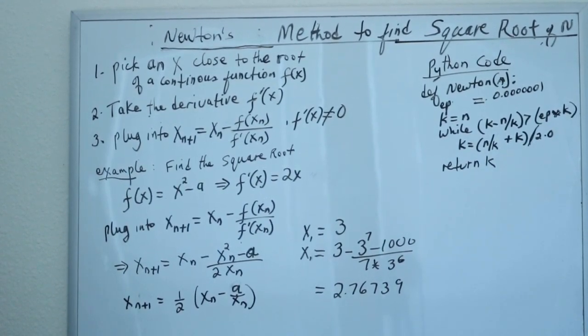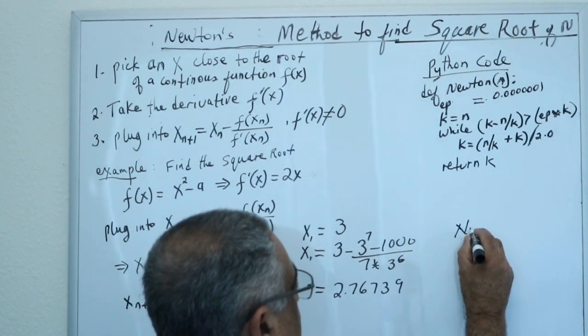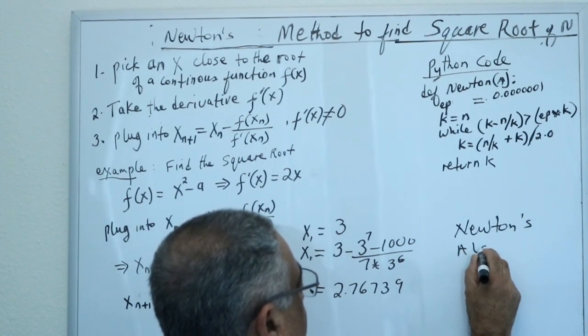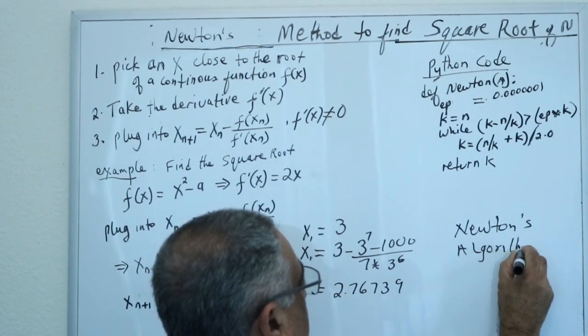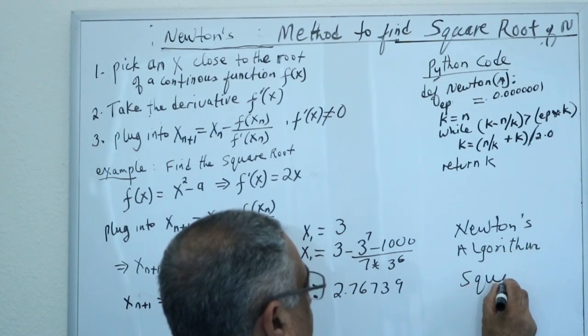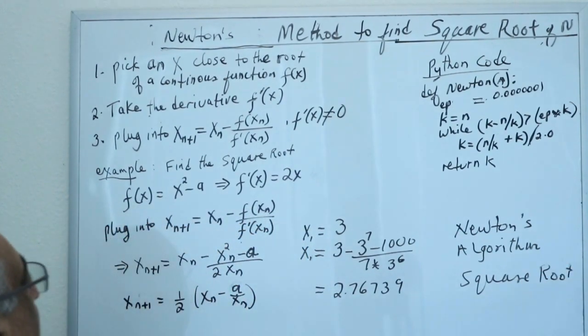Okay, so this video is on Newton's algorithm to find square roots. So this is Newton's algorithm. Say you want to find the square root of a number. How does it work?